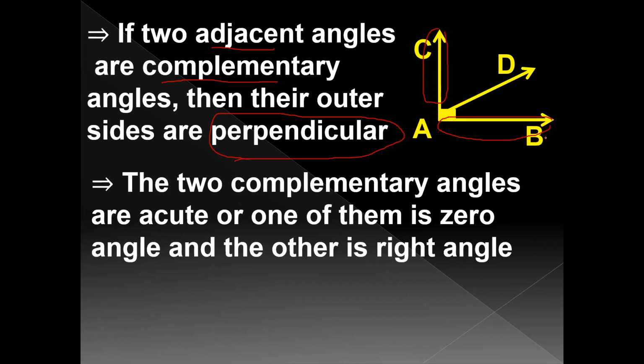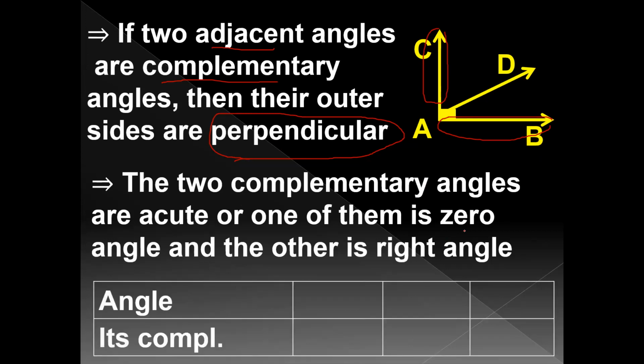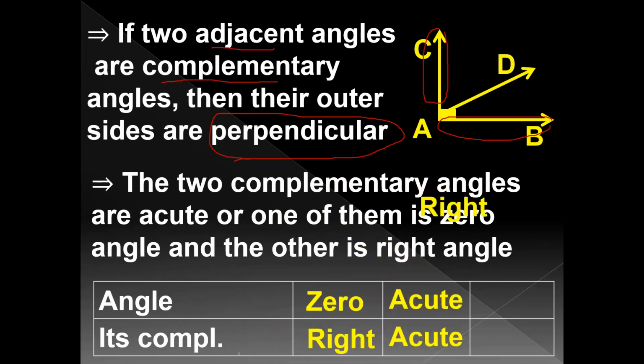But if one of them is 0 degrees, what will the second be? To reach 90 degrees it will be a right angle, because 0 plus 90 equals 90. So the zero angle complements a right angle, and an acute angle complements an acute angle. And a right angle, vice versa, complements a zero angle.